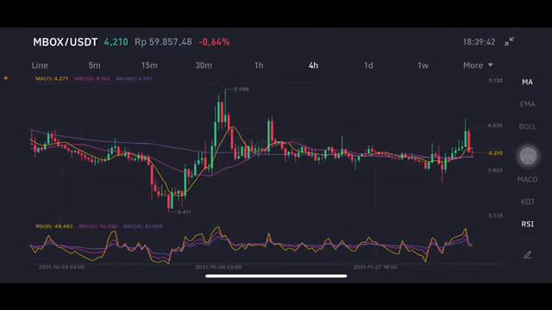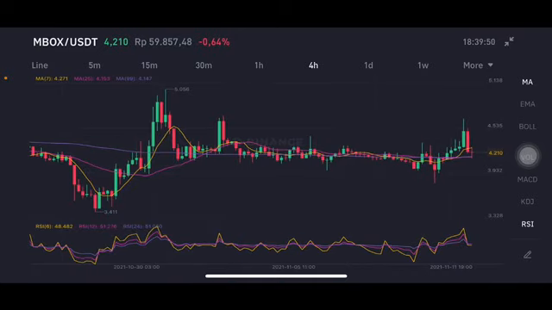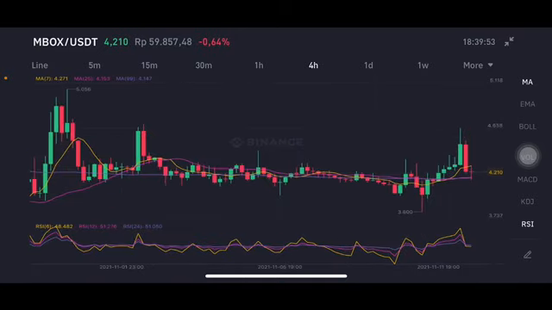So now it's already broken the moving average 7 at 4.27 US dollars. The next move: if they break below 4.15, then it should be something to watch, right? Next move, if they break 4.1, then the price will go to 3.8. Okay, so you can enter the price slightly at 3.8 until $4.